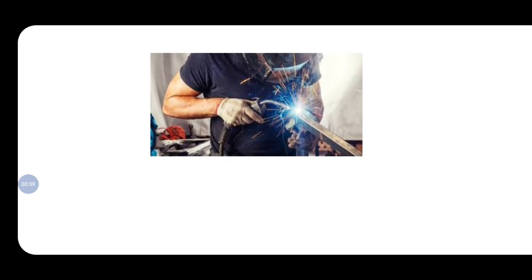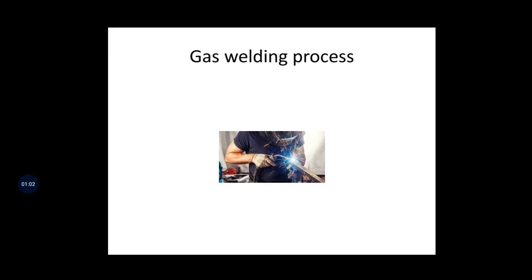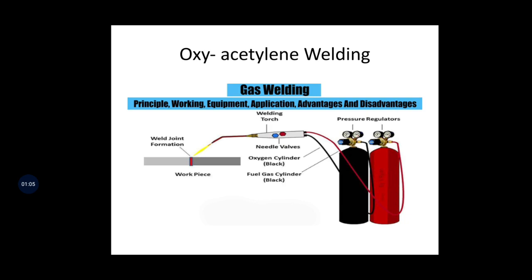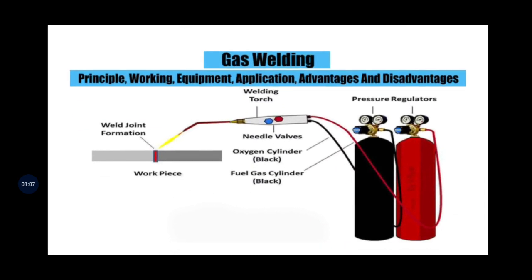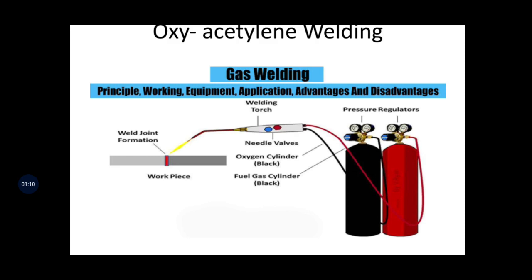So this is the gas welding process. In gas welding, we have to use oxygen and acetylene gases, or oxygen and hydrogen gases. You can use oxy-acetylene welding or oxy-hydrogen welding. A person with all safety precautions is there. He has used goggles and gloves, and he has used the light also. He is holding the torch for welding. Next, oxy-acetylene welding: the principle, working, equipment, application, advantages, disadvantages.